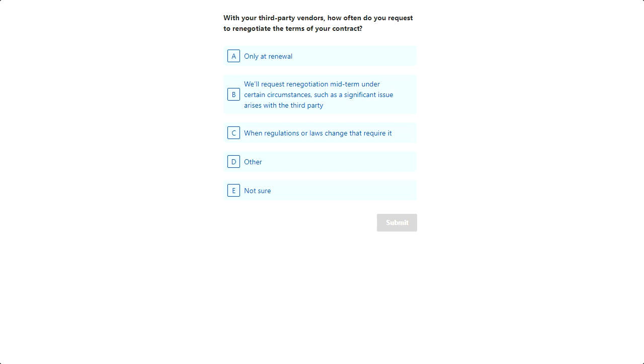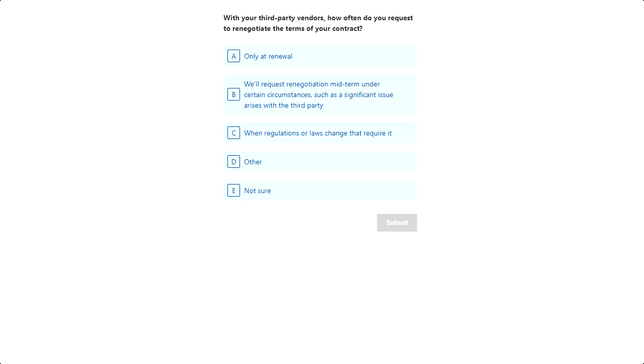Keller, while we wait for the results to tabulate, we can answer a question from the audience. What are best practices to track SLAs against deliverables laid out in contracts?